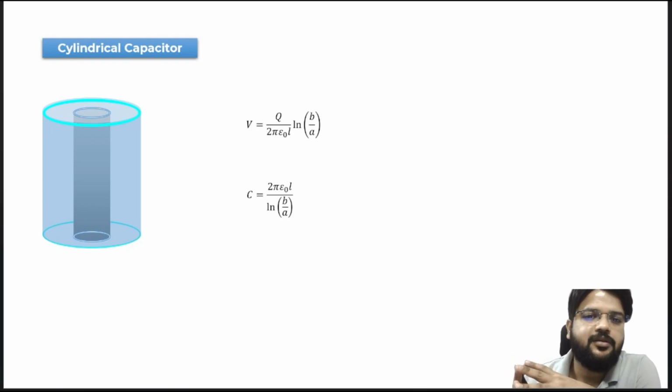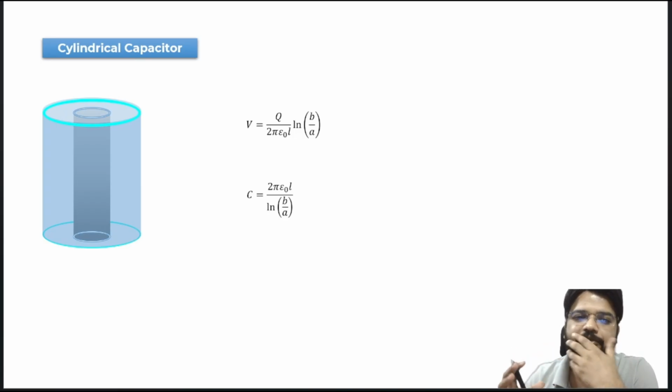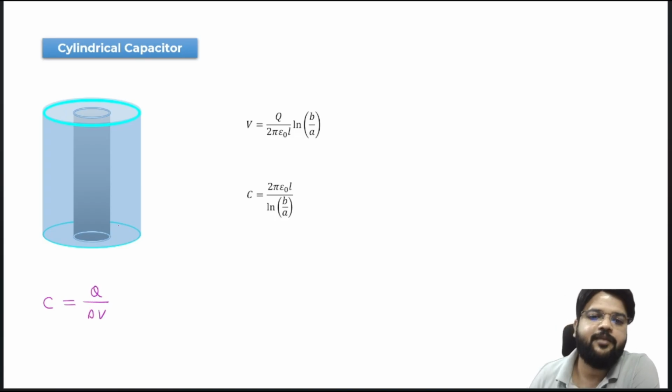Let's see the next slide, everyone. Now we will discuss the cylindrical capacitor. So here we want the capacitance of this cylindrical capacitor. So how will we get it, let's see, everyone. If you want the capacitance, according to the definition of capacitance, capacitance can be written as Q by del V, correct? Means we want the potential difference between these two surfaces. Once we get this potential difference and divide the charge by it, we will get the capacitance.